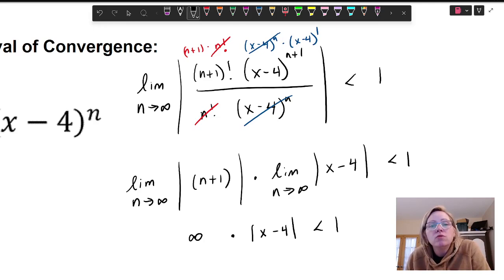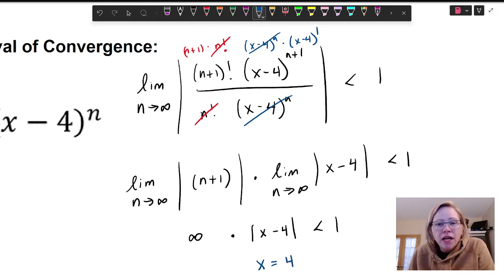Well, there's only one possible value that would give us a result where our limit as n approaches infinity is going to be less than 1, and that is the value x equals 4. Only at x equals 4 will this be equal to 0.